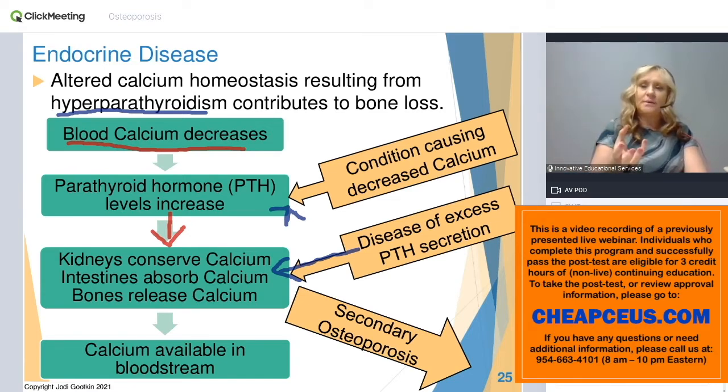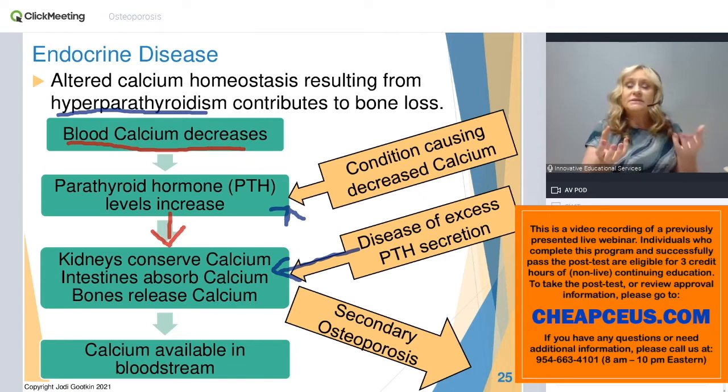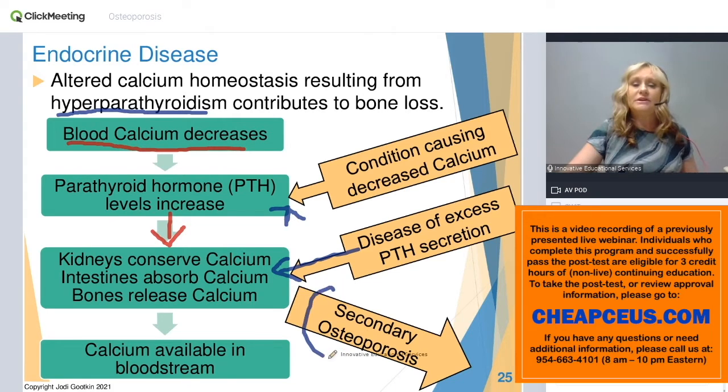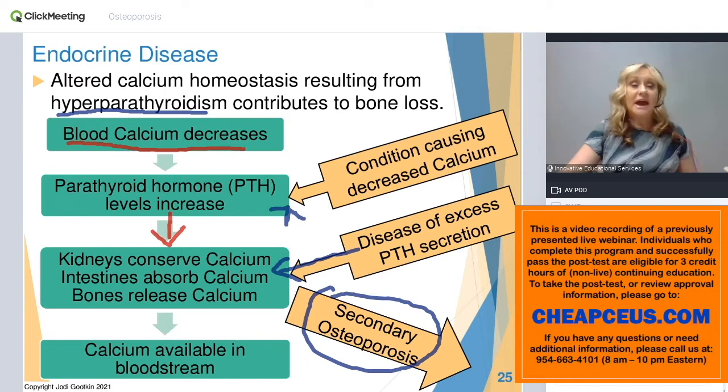into the bloodstream, and there really isn't a deficiency in the bloodstream to begin with, it's that disease of the parathyroid hormone overfunctioning, it's going to not have a mechanism to shut off, to recognize that the homeostasis has been restored and stop pulling from the bone. So it'll continue to pull from the bone, leading to that secondary osteoporosis. But the cause is actually that disease of the parathyroid gland.